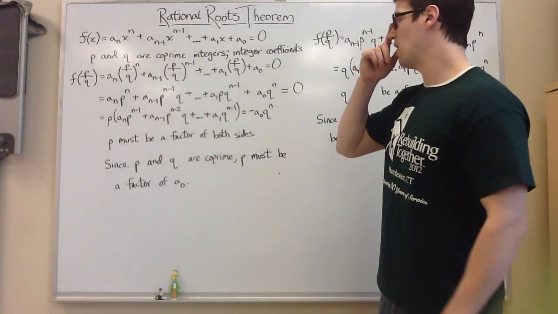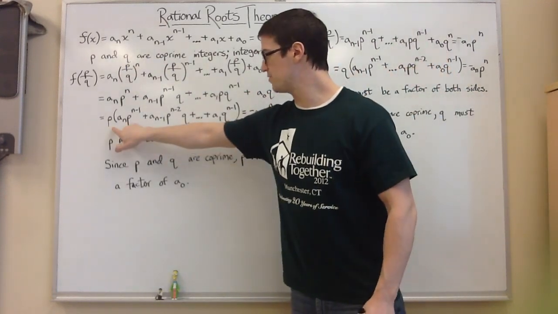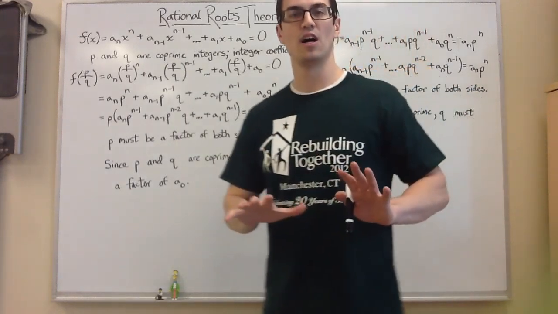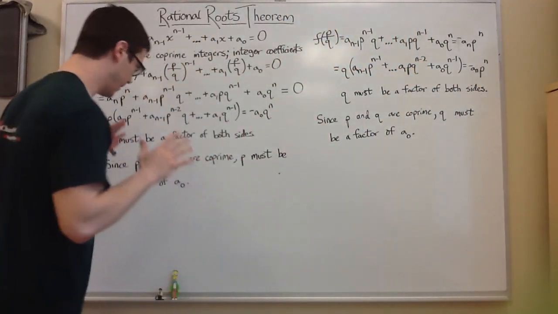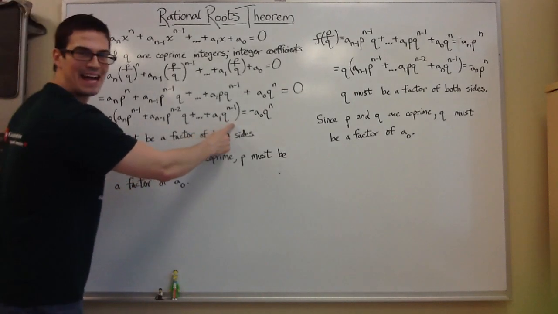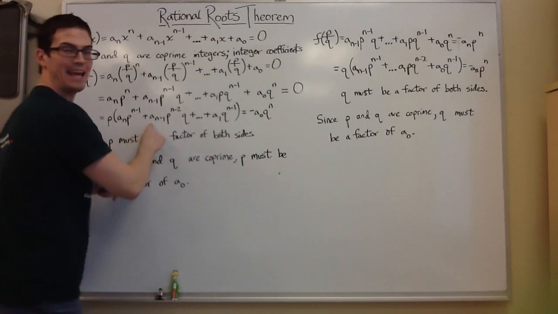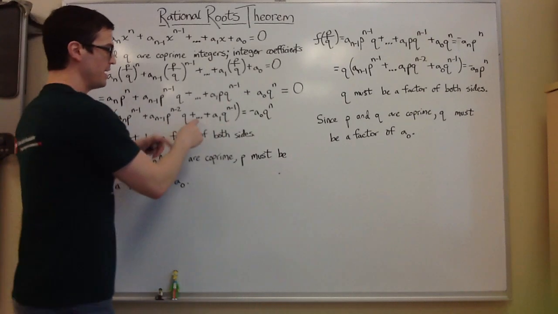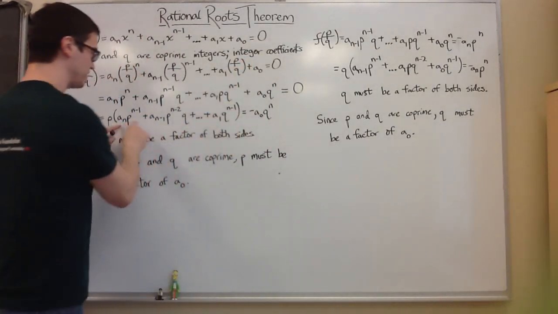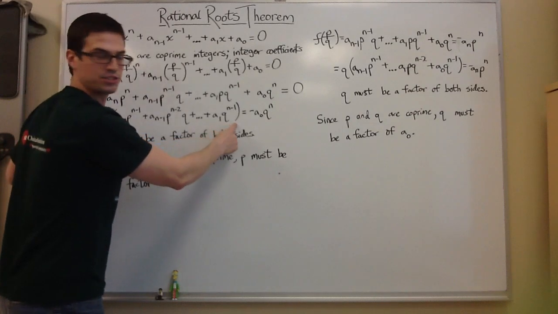Factored out the p. Now, because p and q are coprime, and p is factored out here, p must be a factor of both sides. Okay, and this is kind of hard to understand, so I'm going to break it down. Okay, this whole thing right here has to be an integer. Okay, q is an integer, a_{n-1}, and everything in between are all integers as well, because I said it right here, integer coefficients. So all of these coefficients are integers. So this whole thing in the parentheses right here is an integer.